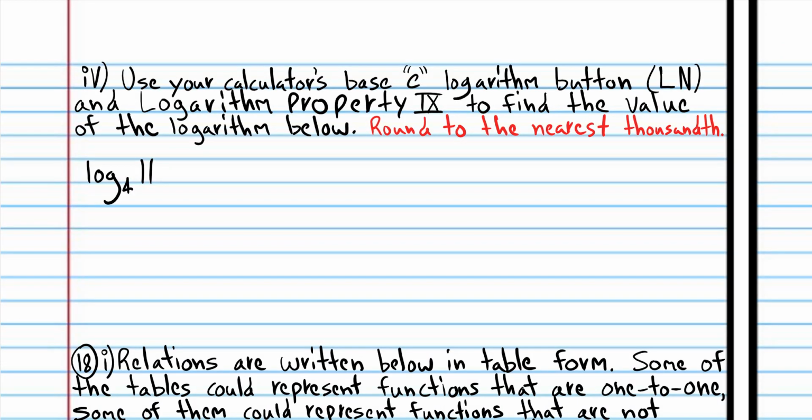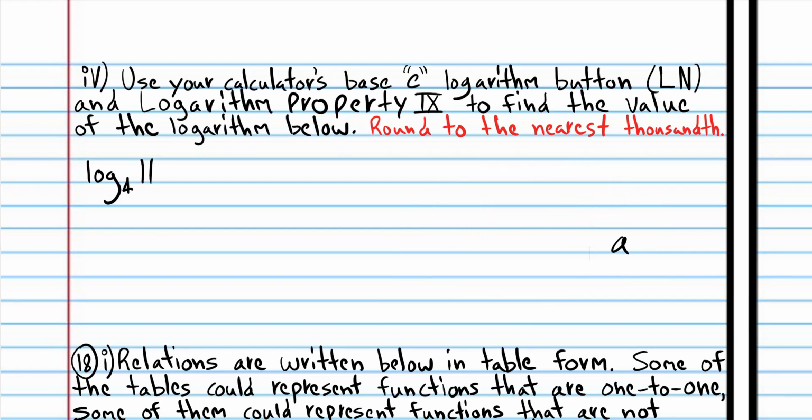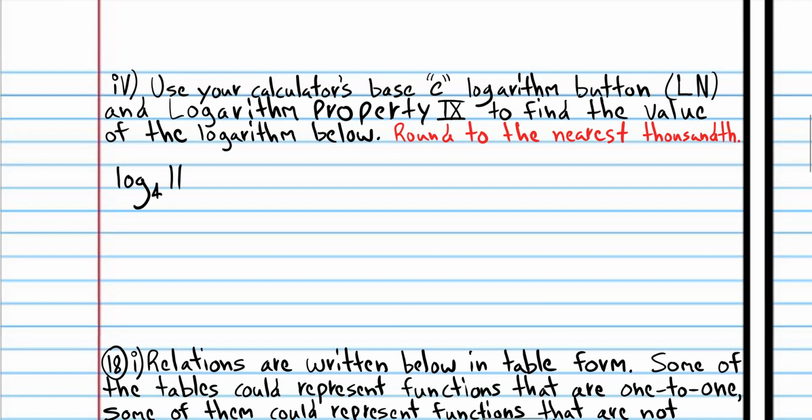Okay, we're back. So log base A of B is equal to log of any base of B divided by log of that same base of A. That's the change of base formula. And the change of base formula is particularly useful to us when we have a calculator that does not have the capability of computing a log that has any base. Sometimes calculators are only capable of calculating base E or base 10 logarithms.